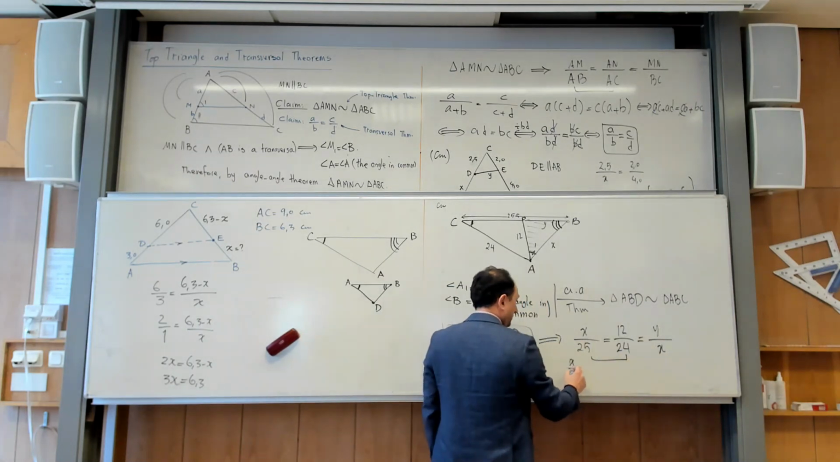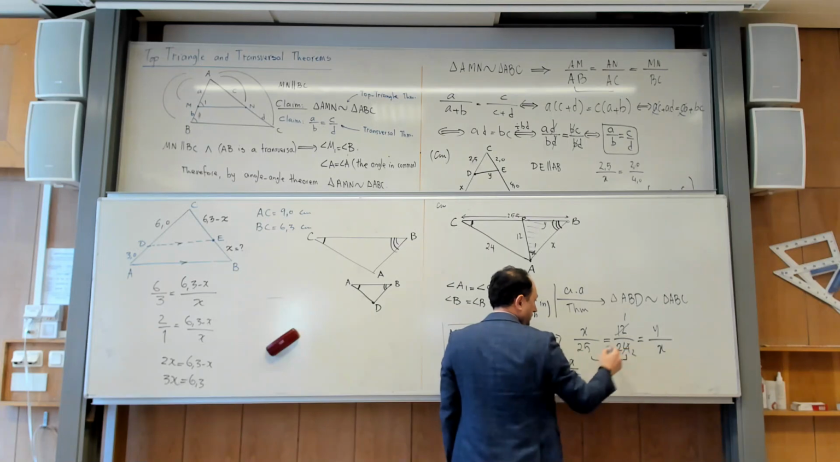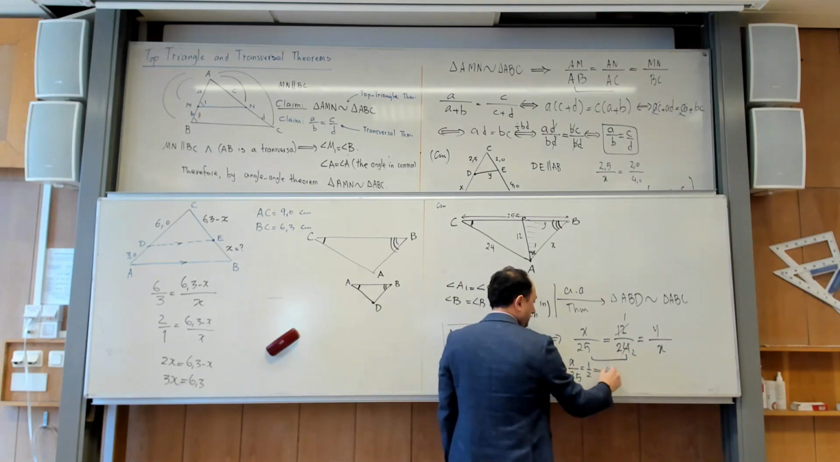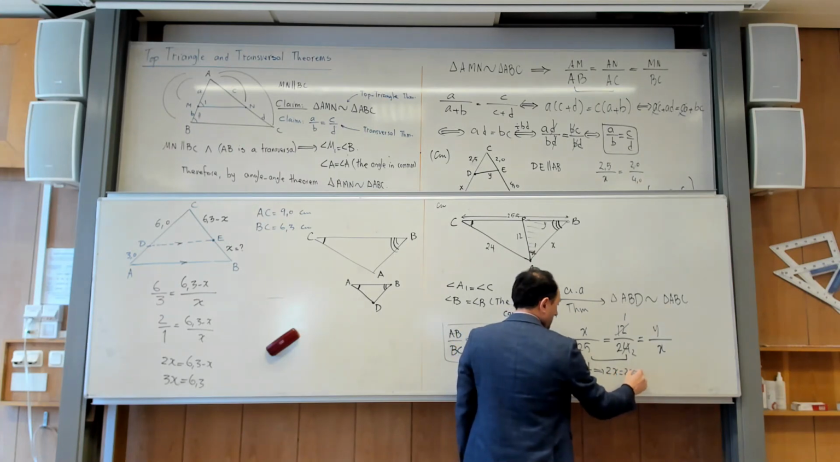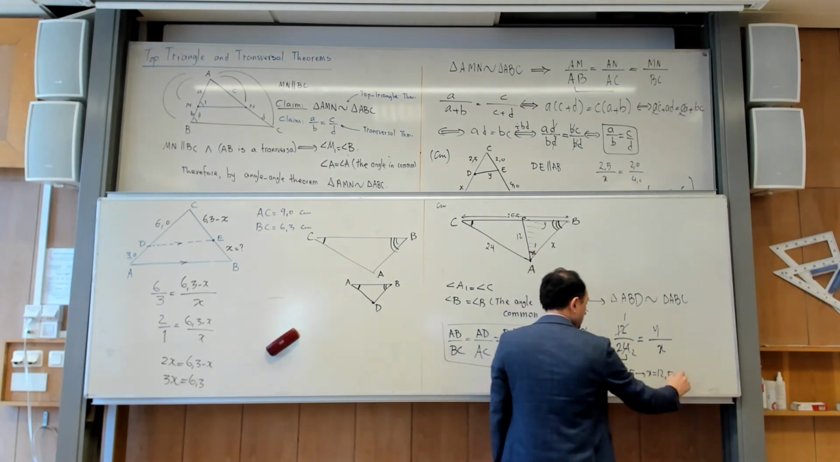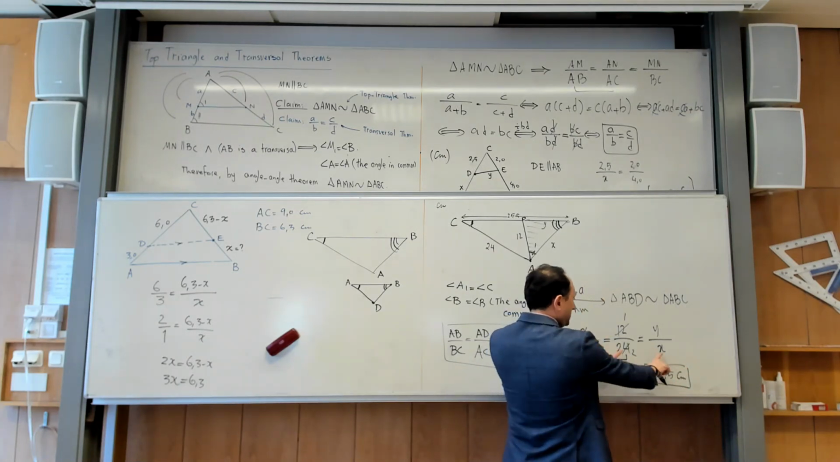X over 25. By the way, it's very simple. It's 1 over 2. Yes? So it's 1 over 2. So this means that 2x is 25. This means that x is 12.5, yes? Centimeters.